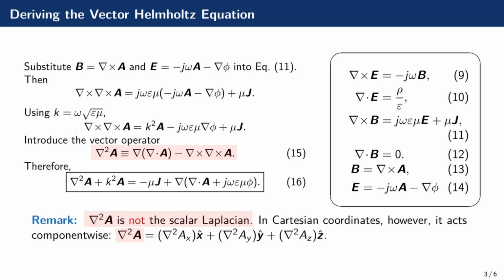Actually, the Laplacian acts on scalar fields, but this operator acts on vector fields. However, in Cartesian coordinates, it acts component-wise, so it looks similar to the Laplacian. Using this notation, we can rewrite the equation into a more compact form. So far, this equation is still not closed because it still contains phi.